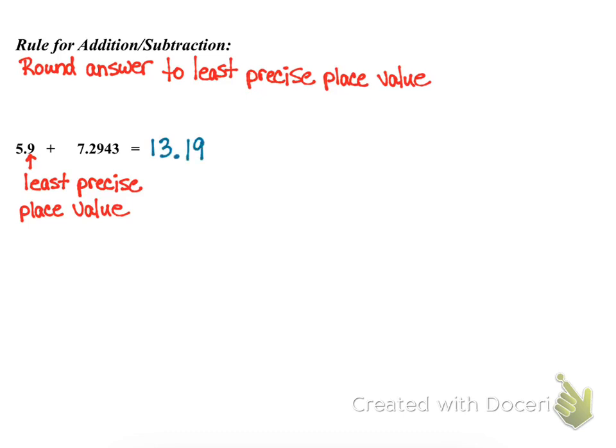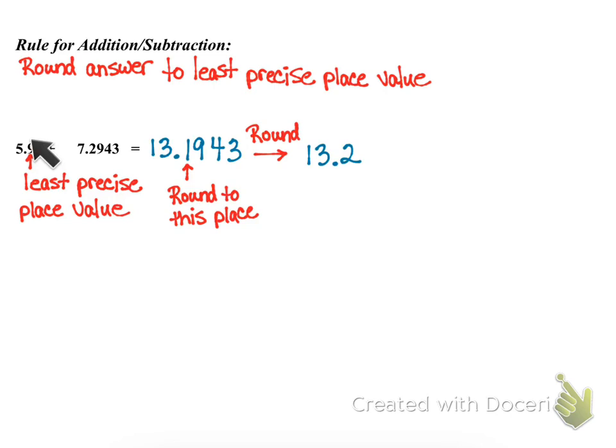Look at the place value of both of the numbers that go into your problem. So 5.9, this 9 is in the tenths place, and 7.2943, this 3, I don't really want to go into how to label things, but it's much more precise. It's 4 digits past the decimal. So the 9 is less precise because it's only 1 digit past the decimal. So our answer cannot be more precise than this. It has to end with this place value.